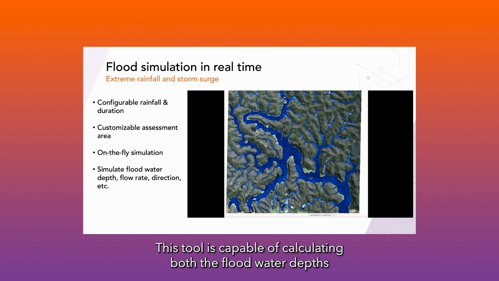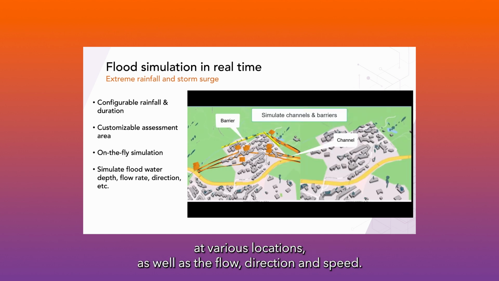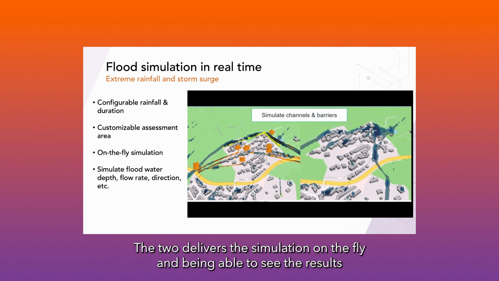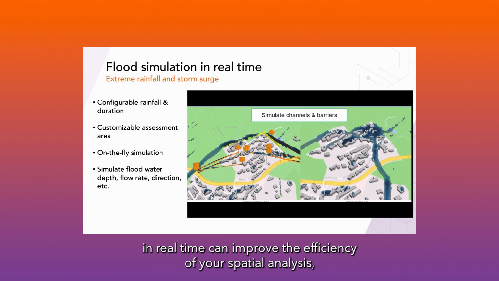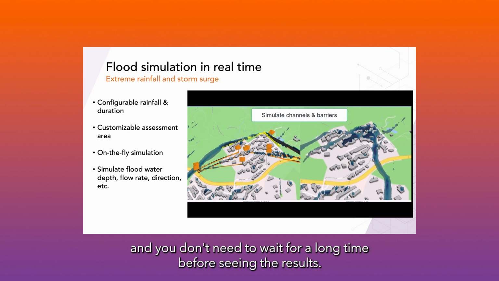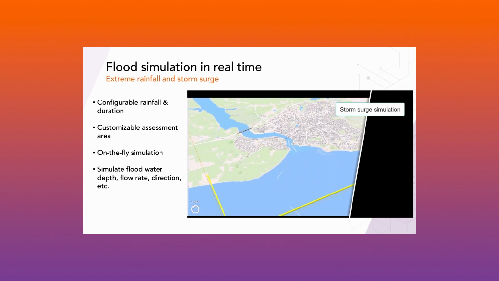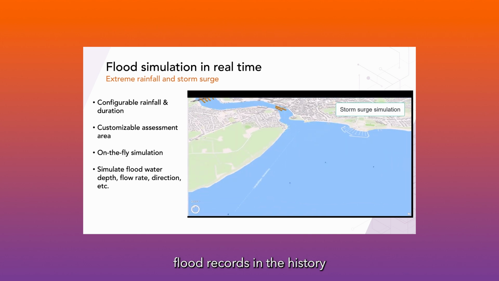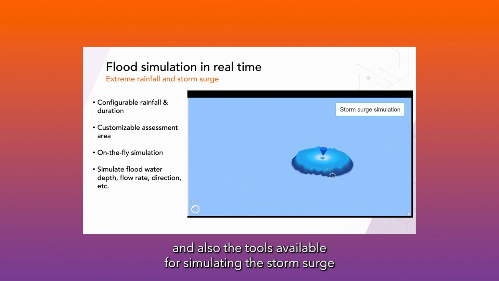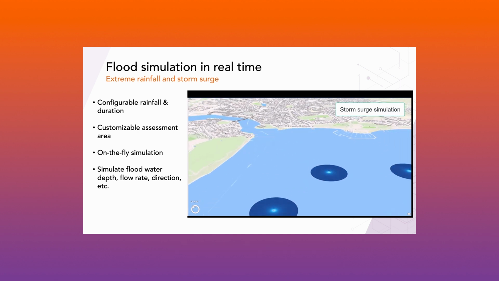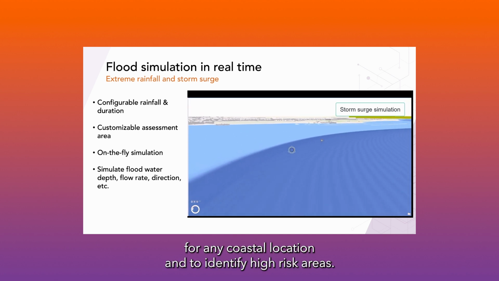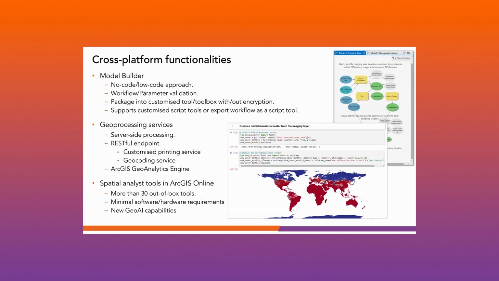This tool is capable of calculating both the floodwater depths at various locations, as well as the flow direction and speed. The tool delivers the simulation on the fly, and being able to see the results in real time can improve the efficiency of your spatial analysis, and you don't need to wait a long time before seeing the results. The simulation outcomes can also be checked against flood records in history, and the tool is also available for simulating storm surge for any coastal location and to identify high-risk areas.